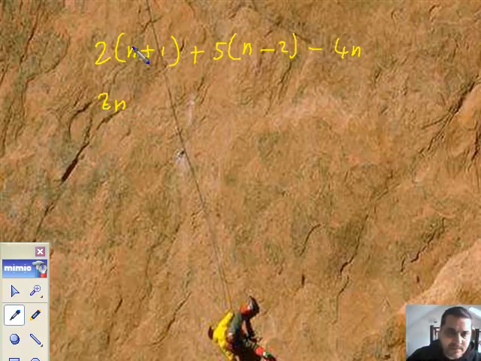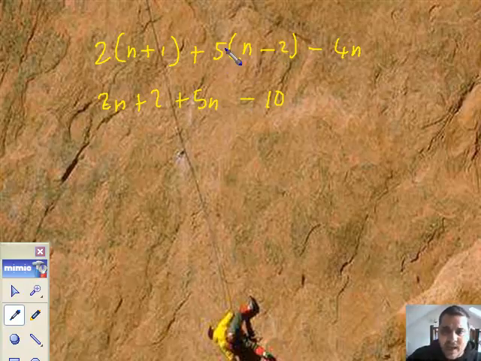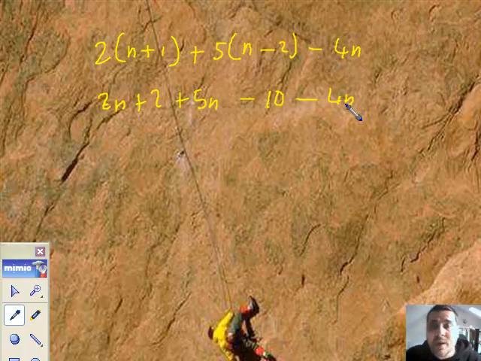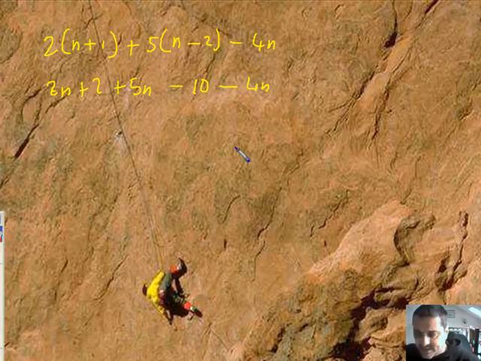Right, 2n, 2 times 1 is 2, is sorted. 5 times n is plus 5n. 5 times 2 is 10, but of course it's negative, it says minus 2. And we're not saying 5 times minus 4, no, that is not trapped in the bracket, it's simply minus 4n. Am I in the right place here?